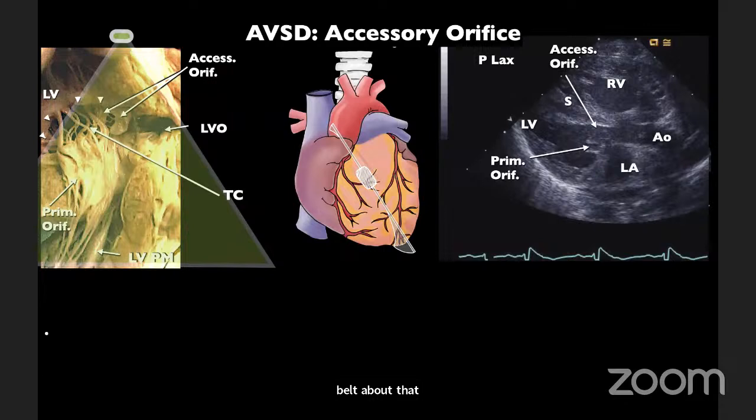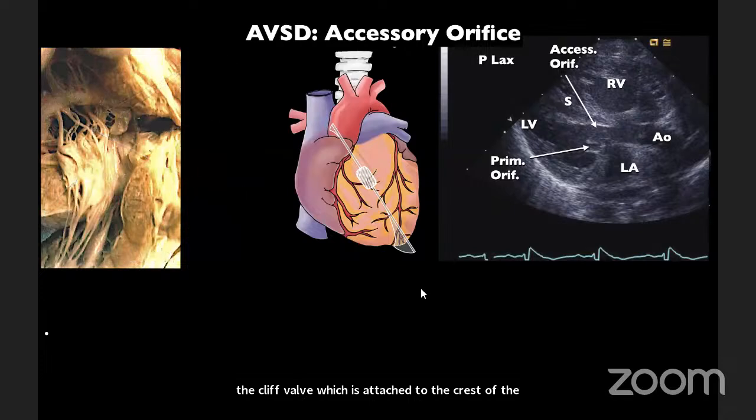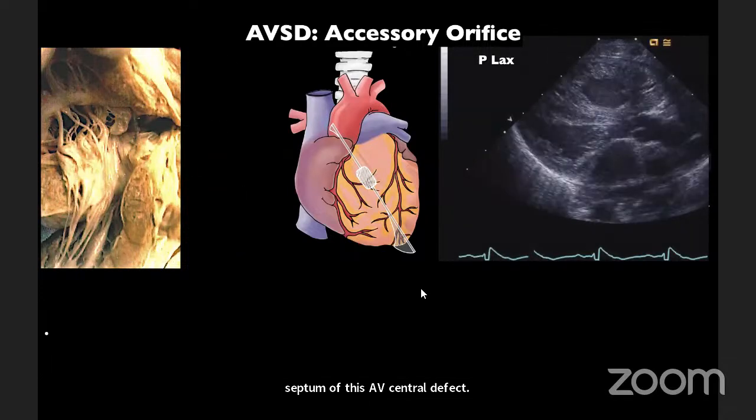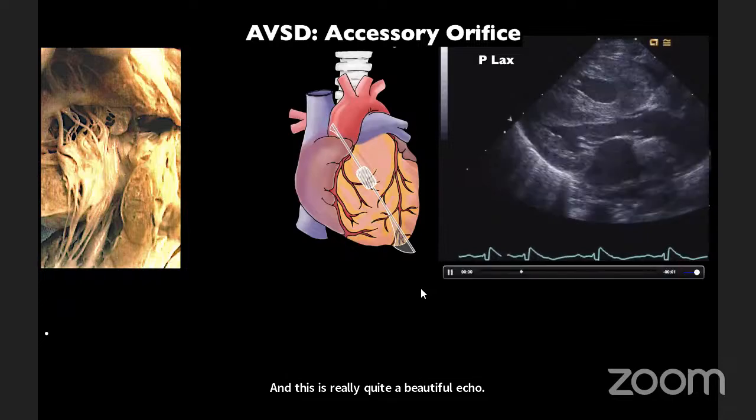Now, other things can obstruct the LV outflow tract, and in fact, the valve, instead of being just a single valve, may have a double orifice with accessory tissue within the left ventricular outflow tract. Here's the left ventricular outflow tract. Here's this tissue here. Here is the cleft valve, which is attached to the crest of the septum of this AV septal defect. And this is really quite a beautiful echocardiographic example. We have several of these in our collection.